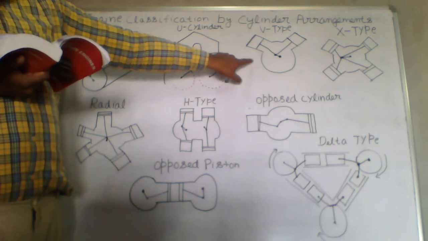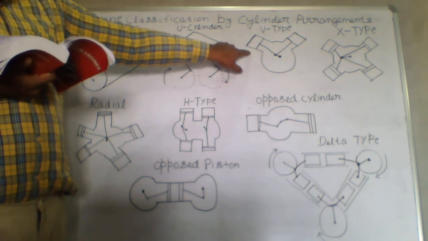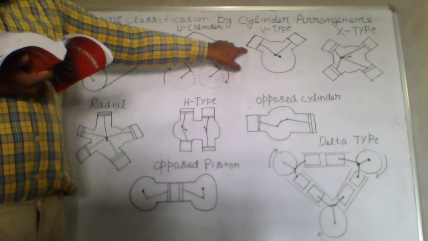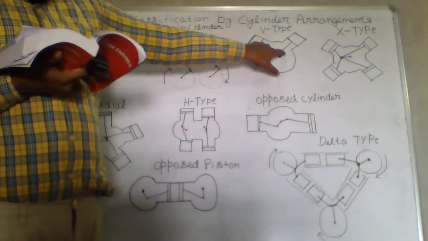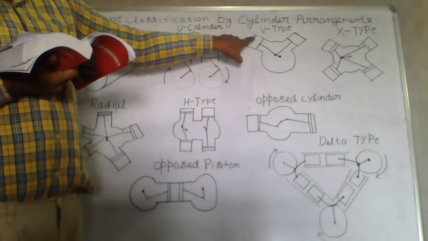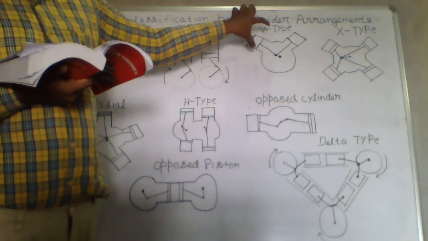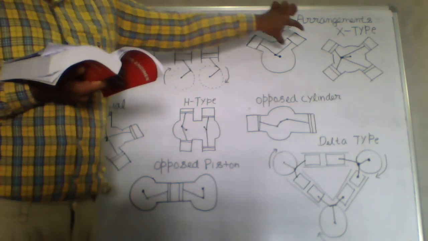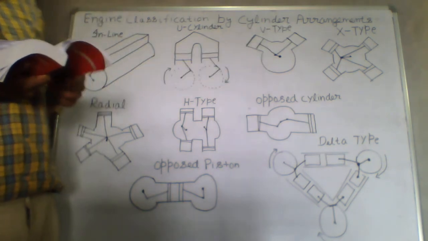Most of the high-powered automobiles use an 8-cylinder V engine, 4 inline on one side and 4 on the other side. Engines with more than 6 cylinders generally employ this configuration. If there are more than 6 cylinders, we will use 3 cylinders on this side and 3 cylinders on this side. They are connected to a single crankshaft.